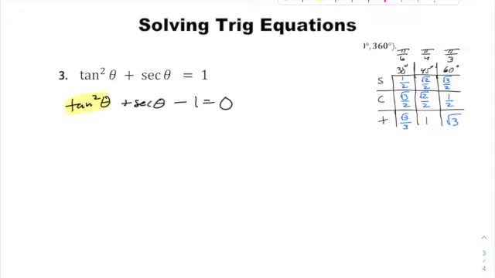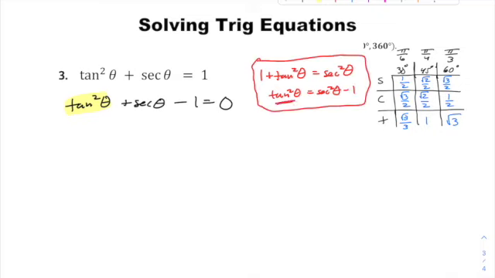I can always change the squared one using a Pythagorean identity. So you either memorize it or you look it up. What's the identity that uses tangent squared? It's 1 plus tangent squared is equal to secant squared. How convenient, right? That the other function in it is secant squared. So what is tangent squared equal to all by itself? Secant squared minus 1.